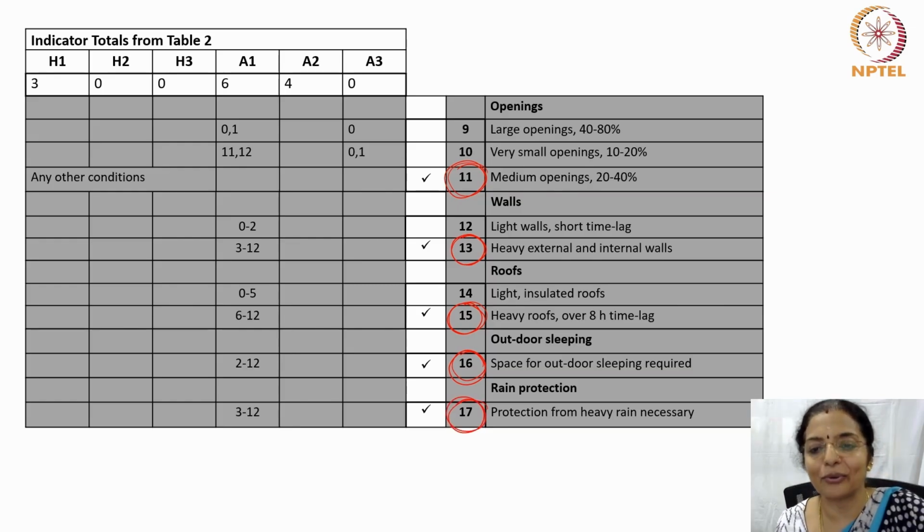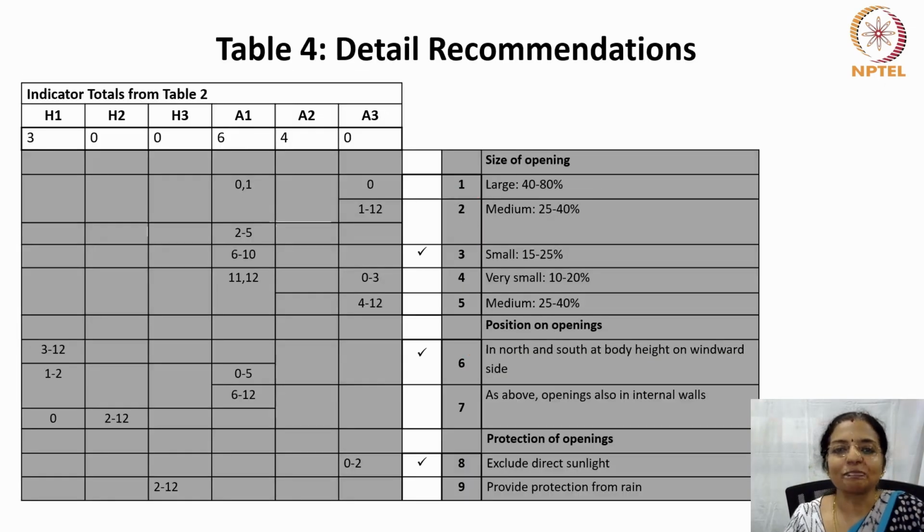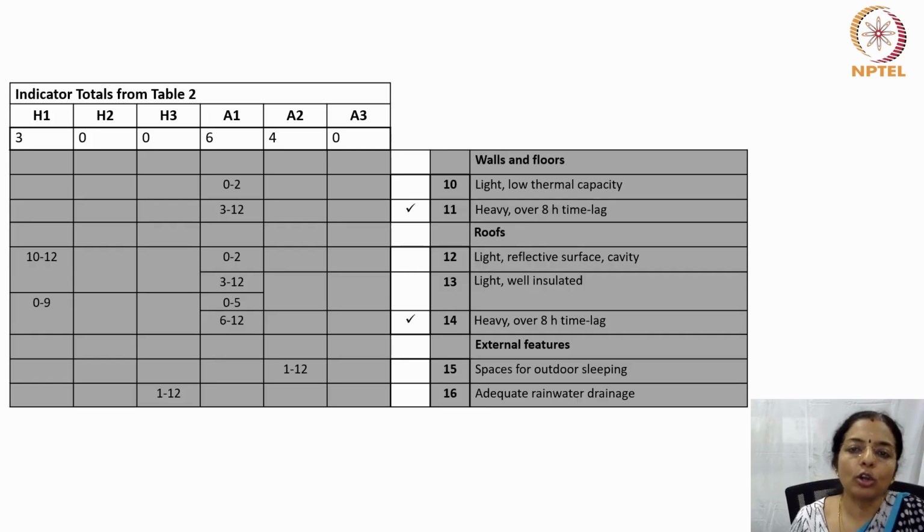Okay, so don't judge me based on the data that we entered, got from the Met department. This is the diagnosis, and these are the detailed recommendations: the size of opening should be very small, and we should have north and south at body height on the windward side as the position of openings, and we must exclude direct sunlight. Also, the walls and floors must be heavy with over 8 hours time lag, and the roof must also be heavy with over 8 hours time lag.